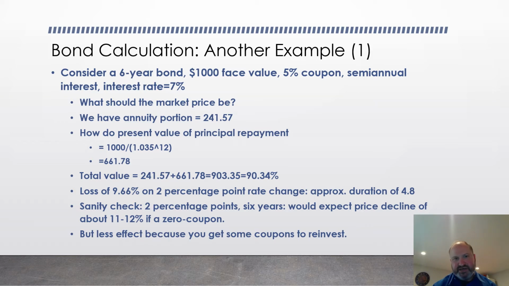A 6-year bond, you should be thinking in terms of, as we've said, a 6-year bond. If it was a 0 coupon, that would mean duration about 6. That would mean a 2 percentage point change in interest rates from 5 to 7 should be about a 12% loss in the bond. We had a loss of a little more than 9.5%. So it's less than if it was a 0, as it should be, because this bond has been paying coupons.